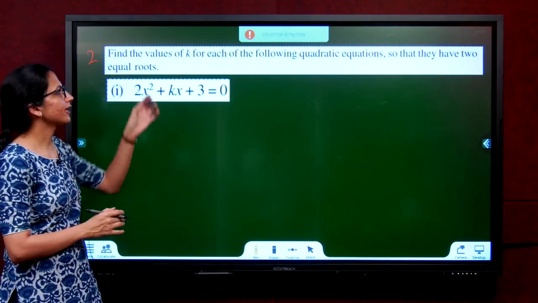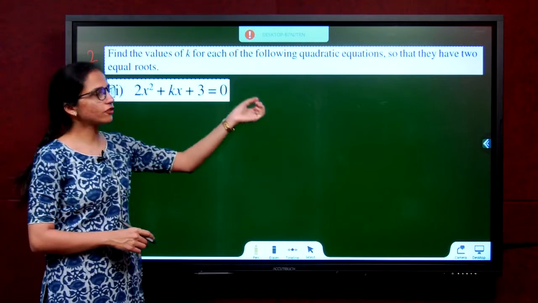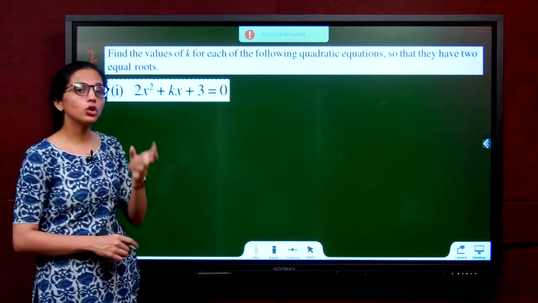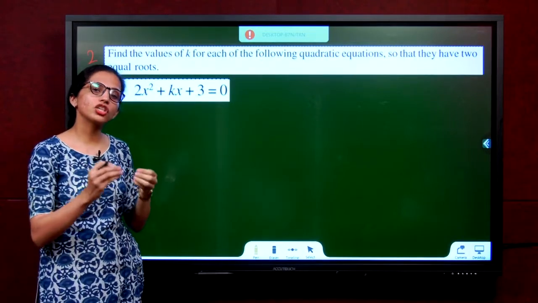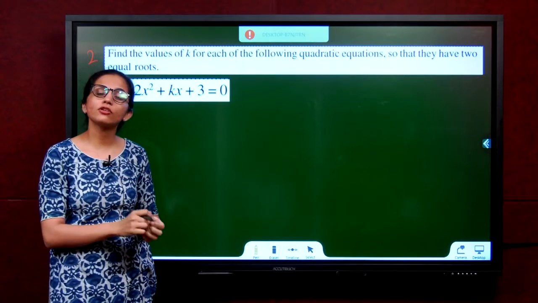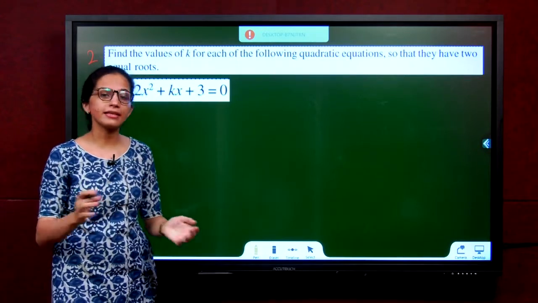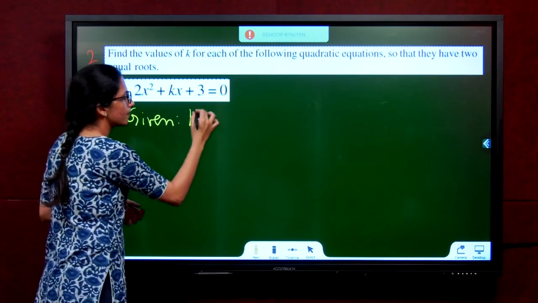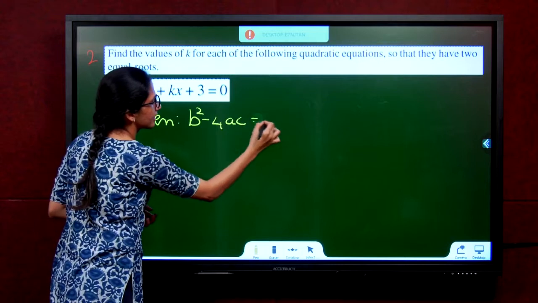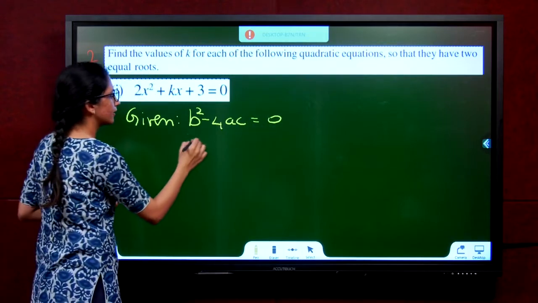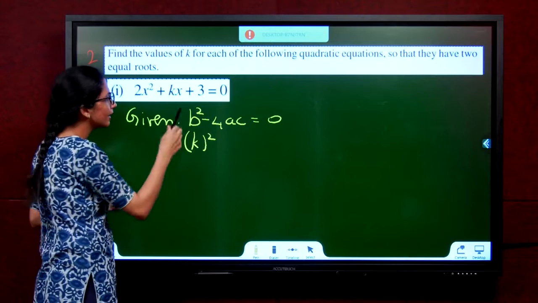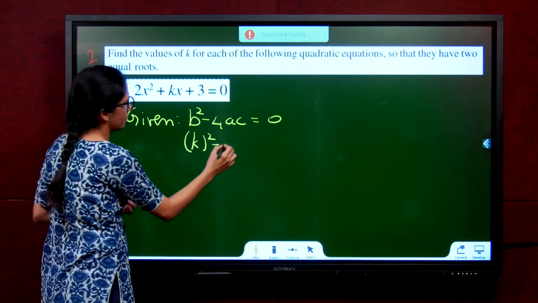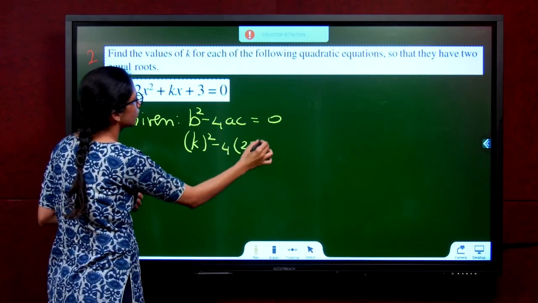Second question. Find the value of k for each of the following quadratic equations so that they have two equal roots. It is given in the question that they have equal roots. Equal roots means what? Discriminant is 0. So it is given that b² − 4ac is 0. What is b? k. How do we know that? Next to x is b. Here b is nothing but k. Minus 4 into a is 2, c is 3.